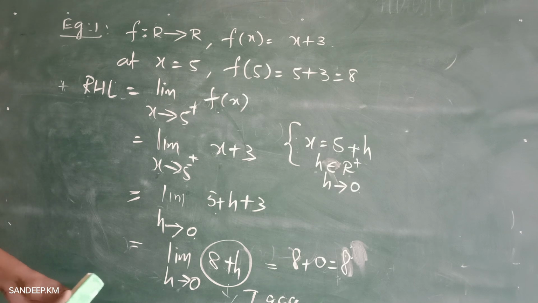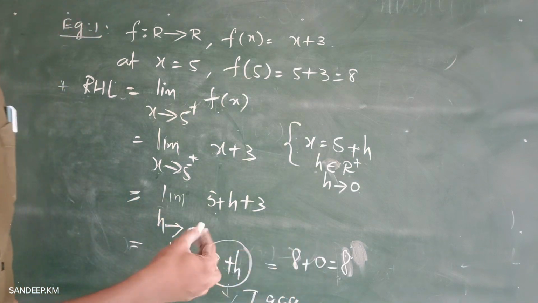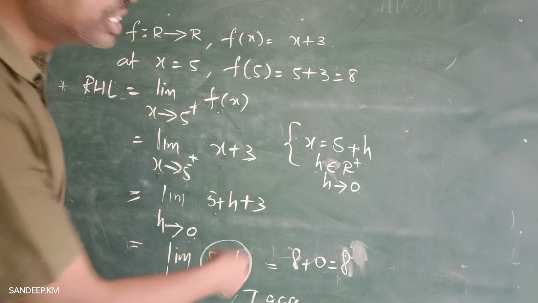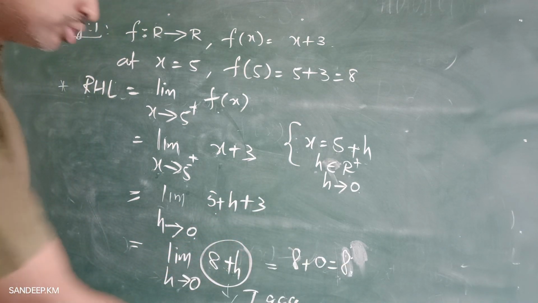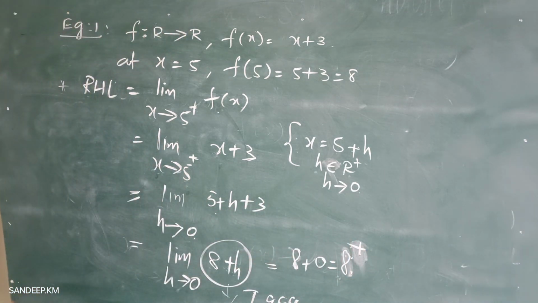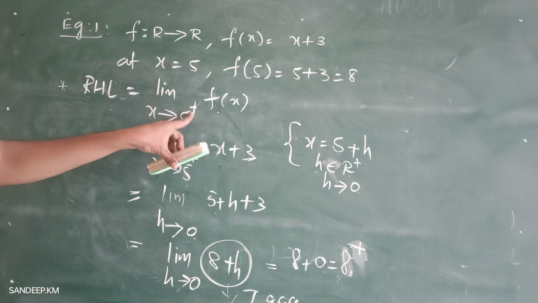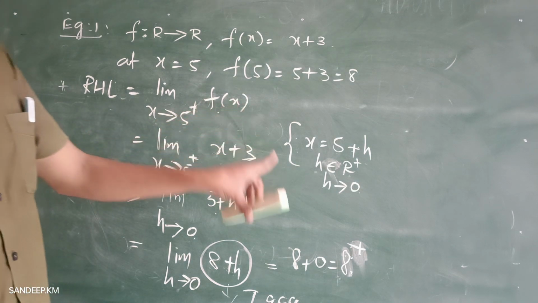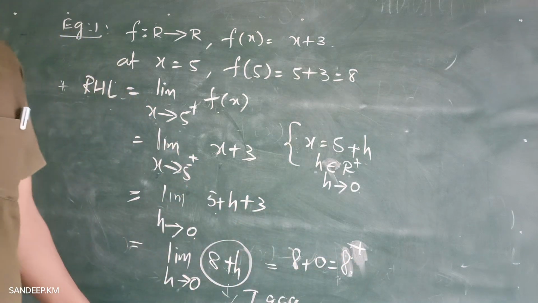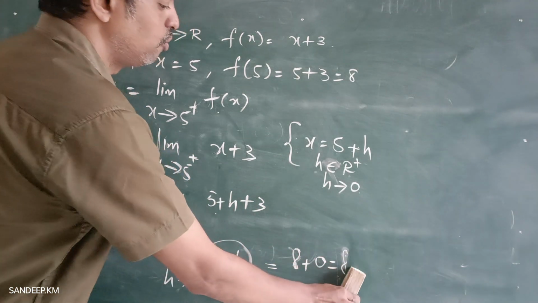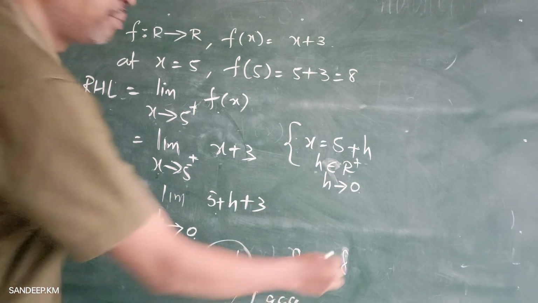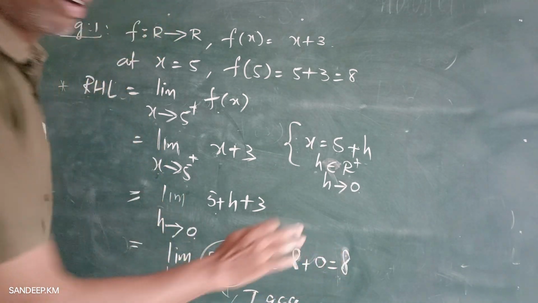Then if you substitute h as 0, you will get 8 plus 0, and you will get 8. But h is not actually 0, correct or not? It is approaching 0. So the original value is 8 plus 0.0000 something, 8.00000 something. So the original value is 8 plus. When x is approaching 5 from the right side, f of x is approaching 8 from the right side. But as I told you, while solving the problems, we generally won't write whether it is 8 plus or 8 minus. So we just write 8.